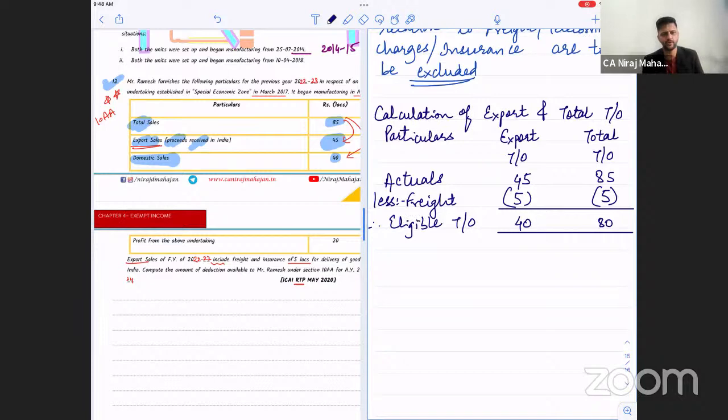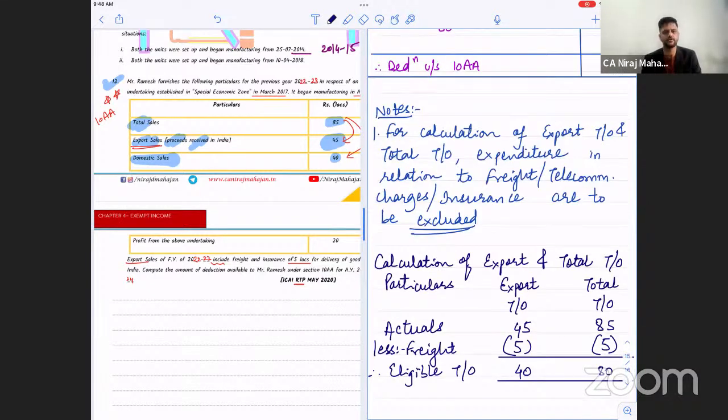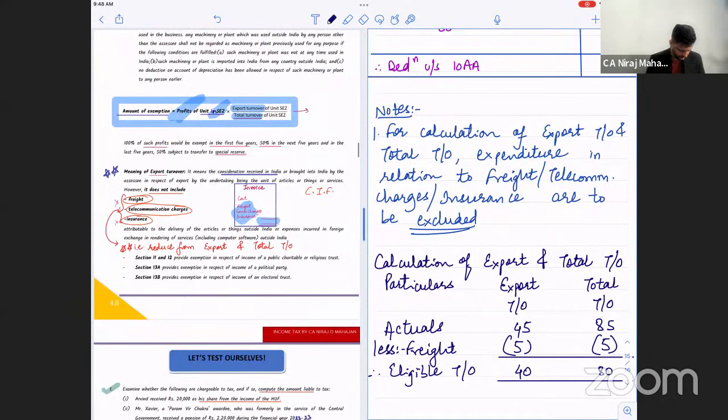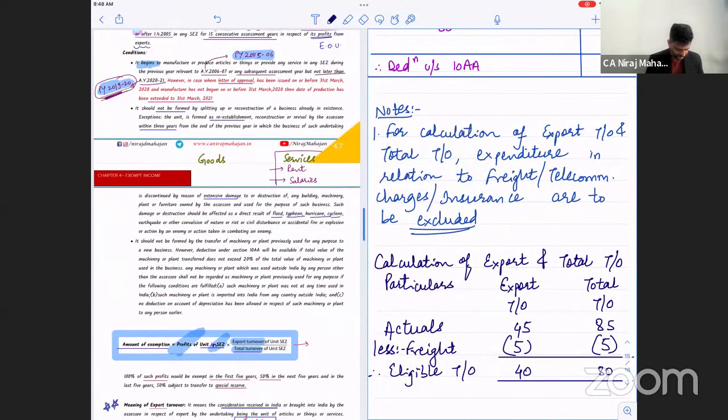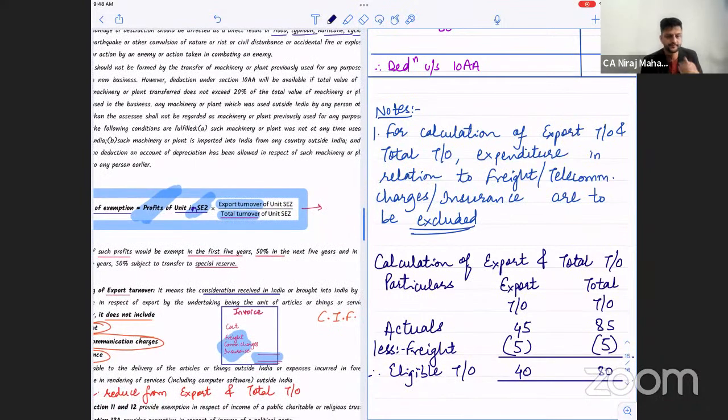So basically justify your numbers. Whatever you write in a notebook or answers, you should give the explanation also for the same, right? Done, everybody? That was the last question of this chapter.